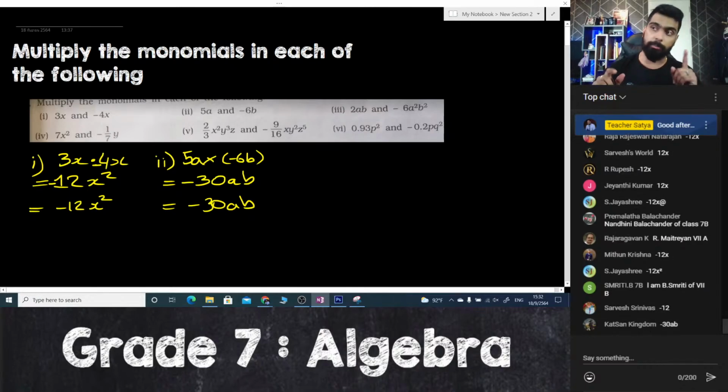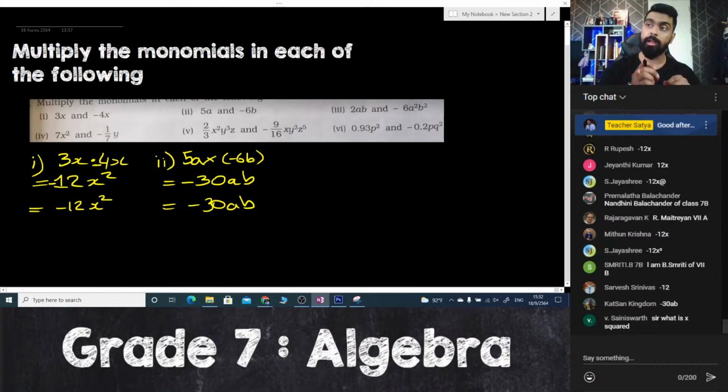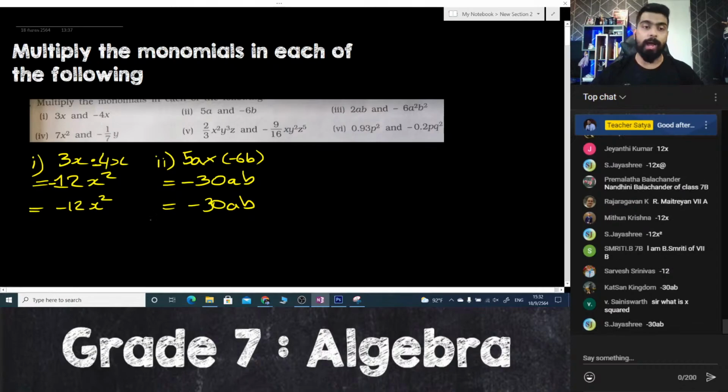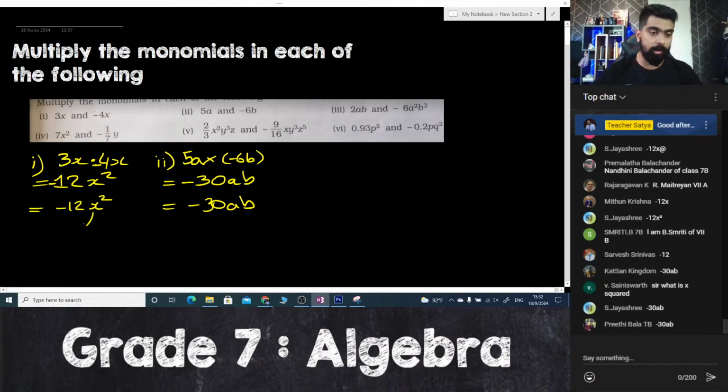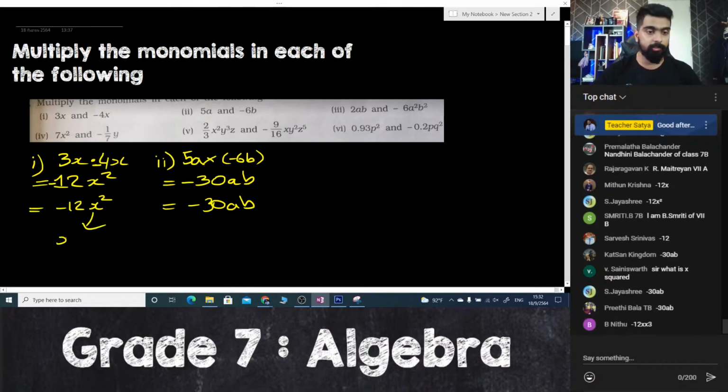Now, in question number 1, I see many of you writing it as minus 12x. Sir, what is x squared? So x squared, when we break it down, is the same as x multiplied by x, right?